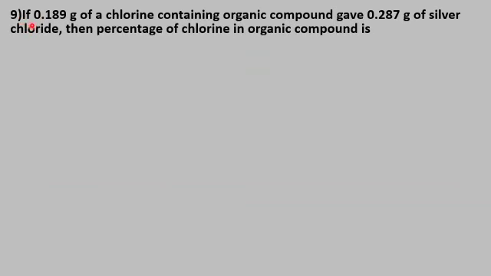Question number 9. If 0.189 gram of a chlorine containing organic compound gave 0.287 gram of silver chloride, then percentage of chlorine in organic compound is dash. Option A 35.47, option B 35.57, option C 37.57 and option D 47.37.